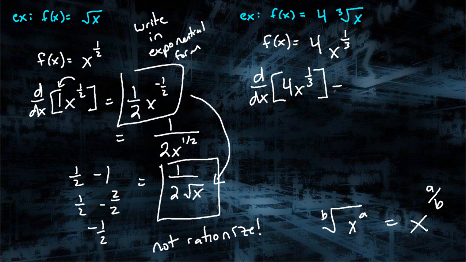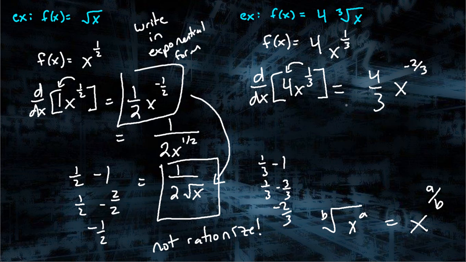And to do that, I'm going to multiply. So I'm going to multiply those. So that's going to be 4/3. And then I'm going to decrease this exponent by 1. So that would be 1/3 minus 1, which is 1/3 minus 3 over 3, which is negative 2/3. So this is negative 2/3.